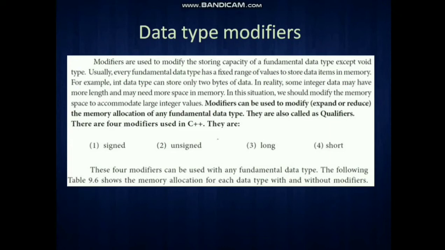Next one is data type modifiers. What is the meaning of modifiers? How do we modify the data types, and why do we modify them? For example, character means 1 byte. How to modify that? We use these 4 modifiers: signed, unsigned, long, short. These are all modifiers in data types.